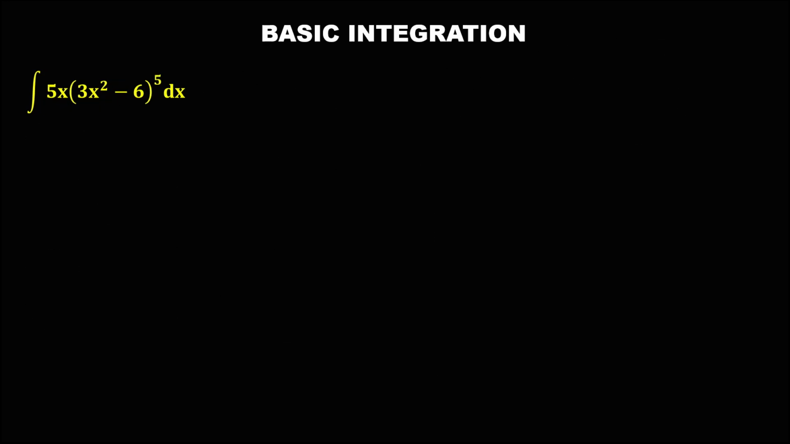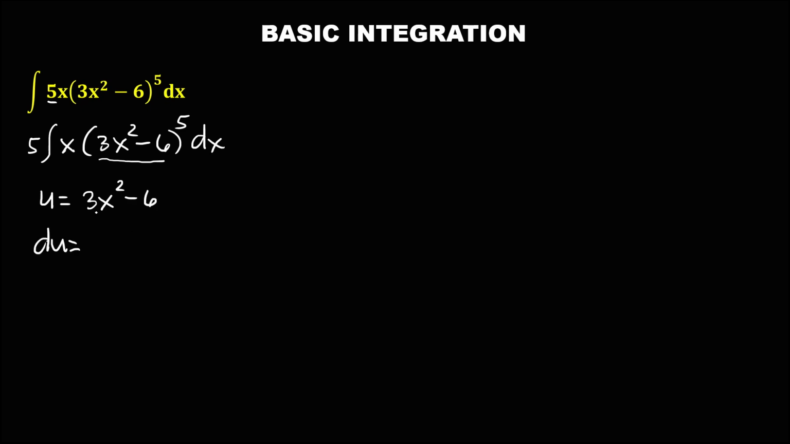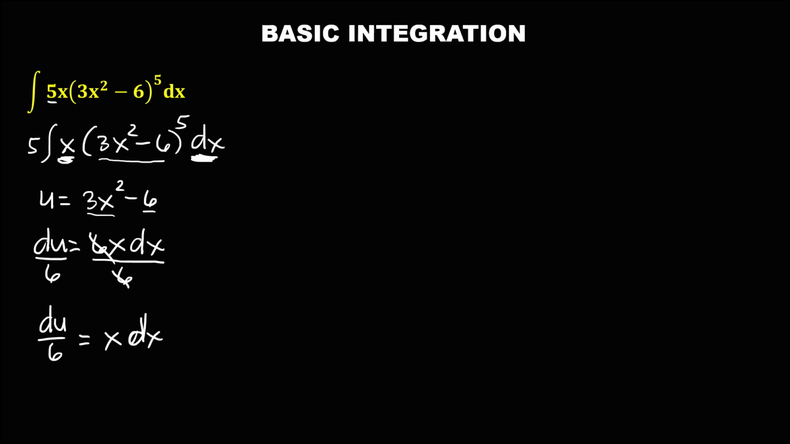Then for this given, so first, we need to put this constant outside, so we have 5 in the integral of x times the quantity of 3x squared minus 6 to the power 5 dx. Then apply now the u substitution, so u is the equation with exponent, so that's 3x squared minus 6. Then du, so the derivative of 3x squared, this is 6x, and the derivative of a constant is 0. So this is 6x, then we need to add dx. Then since in the given, so this is x dx. So to solve for x dx, divide both sides by 6. So we have du over 6 equals x dx.